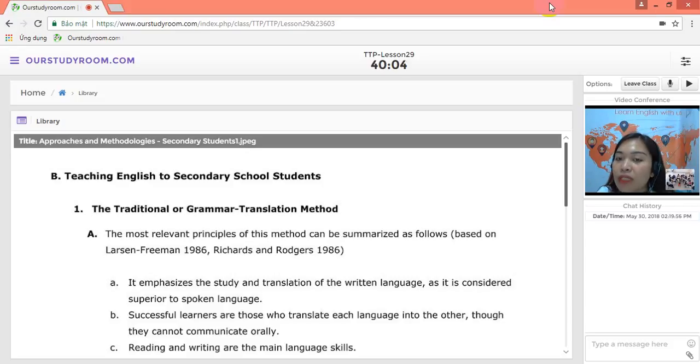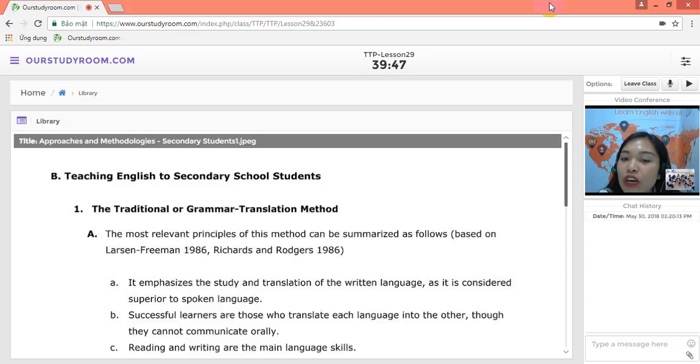And then also the grammatical paradigm. So what is paradigm, teachers? Do you know what it is? It's a pattern. Okay? It's a pattern, teachers.